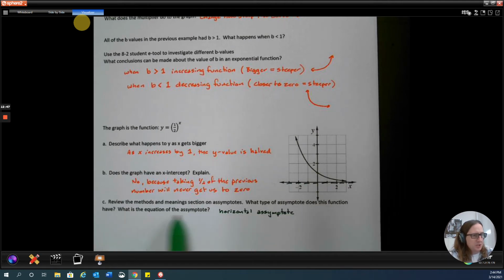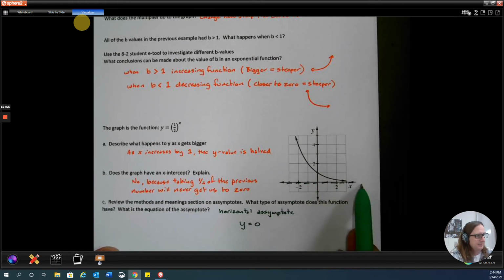And what's the equation of that asymptote? The equation is y equals 0. That is the equation of this line. Okay, so what's the y value? The y value is 0. The x values change, but the y value is always 0 along this line. So the equation of that asymptote is y equals 0.